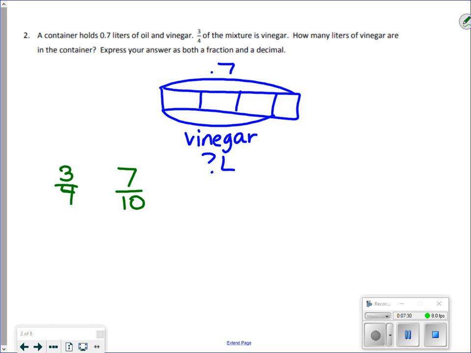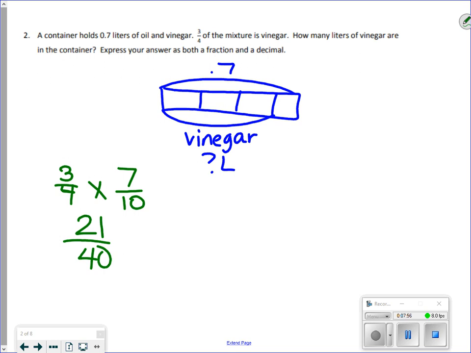3/4 of 7/10 is 21/40. That is it. Wait, what?